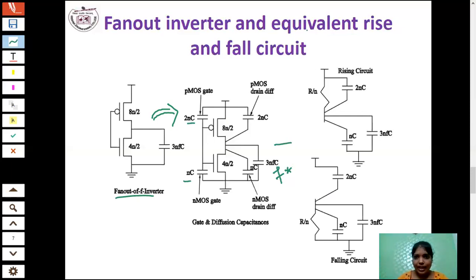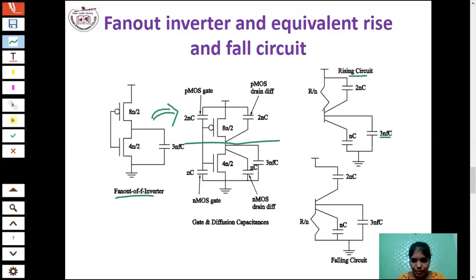Then we are going to draw the equivalent rise and fall circuit. Already you know that the PMOS transistor is called the pull up and the NMOS transistor is called the pull down. So here I am going to consider the PMOS as the rising circuit, NMOS as the falling circuit. Just draw one demarcation line in order to avoid confusion. Then put the load capacitance, because the load capacitance is taken from the output of both NMOS and PMOS. Put the load capacitance value, that is 3NFC.